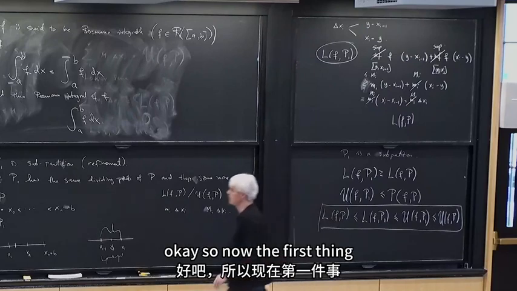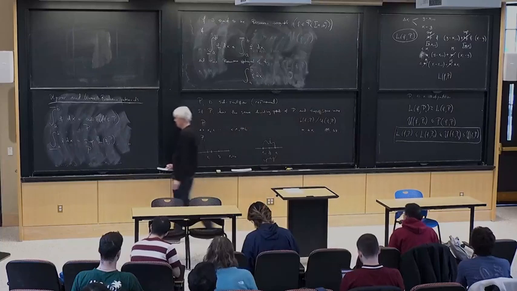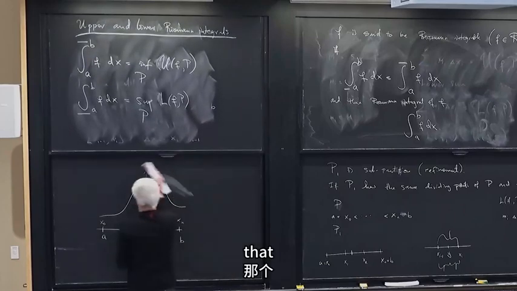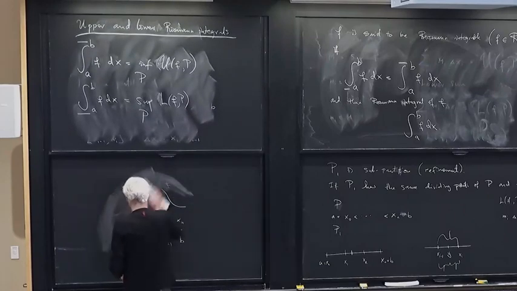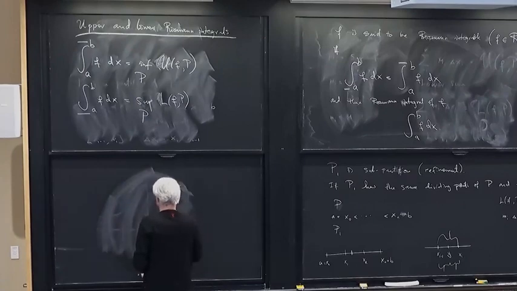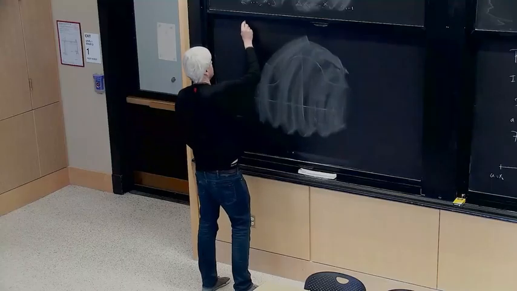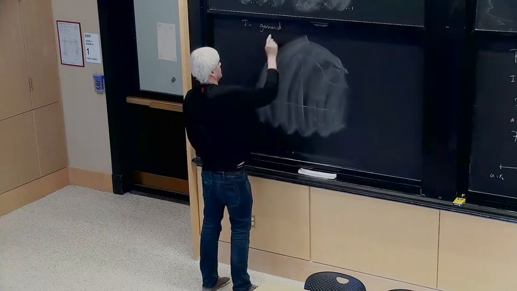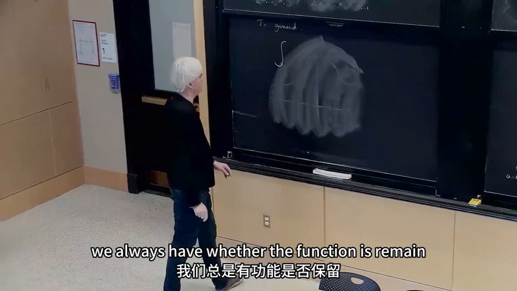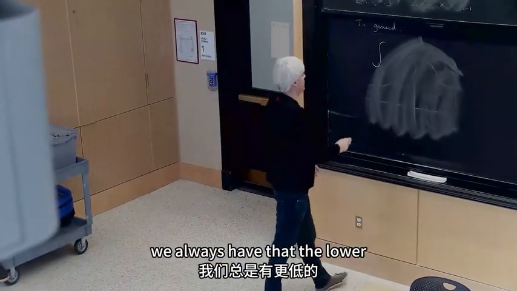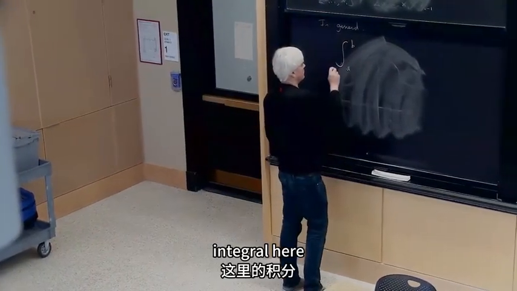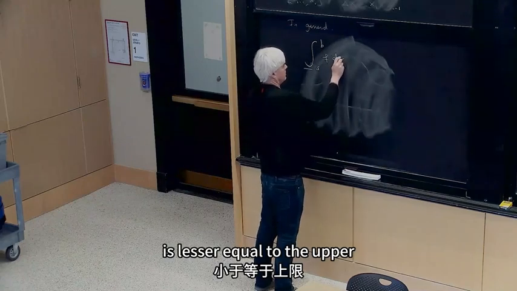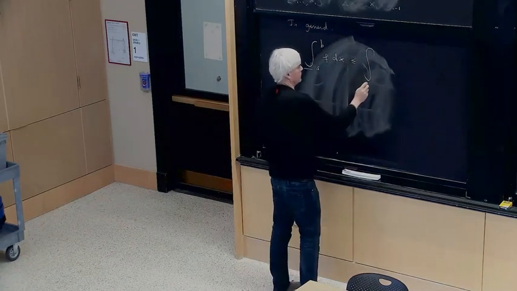Okay, so now the first thing I want to observe is that for a general function, whether the function is Riemann integrable or not, we always have that the lower Riemann integral is less or equal to the upper.